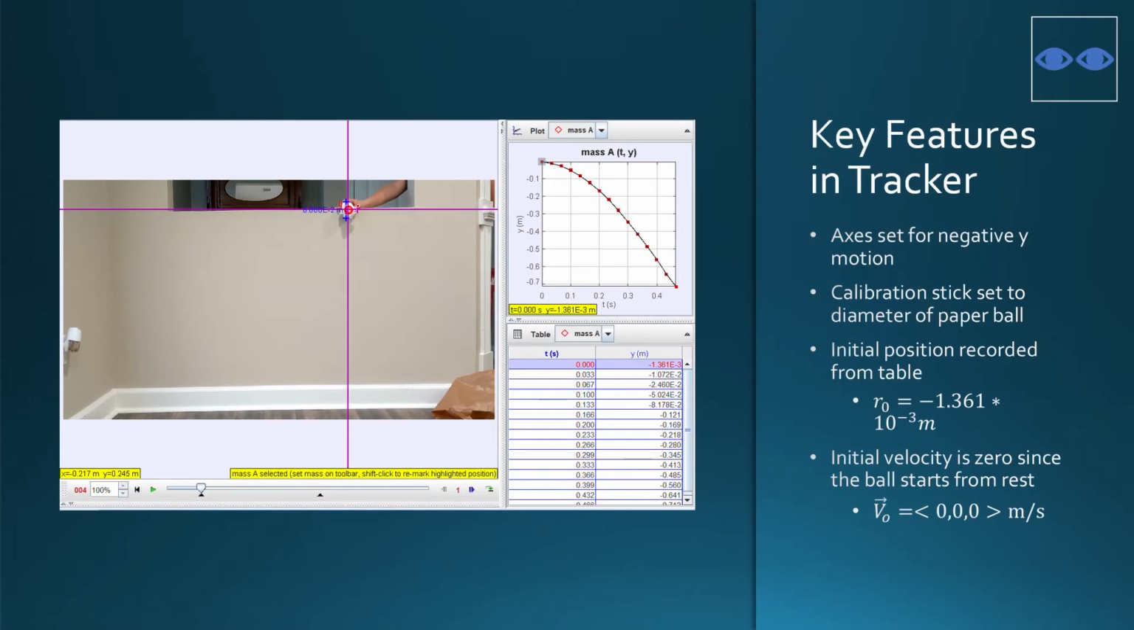In Tracker, you can see that there's a calibration stick, the ball, and the axes with the negative y direction going downward. I had a 30 frame per second video, so I used those frames to analyze the motion and create this graph up here, which has curvature showing that there is a non-constant net force, which is true for the system. I took the initial position and time range, and found that the initial velocity is 0 in this case due to the ball being at rest.